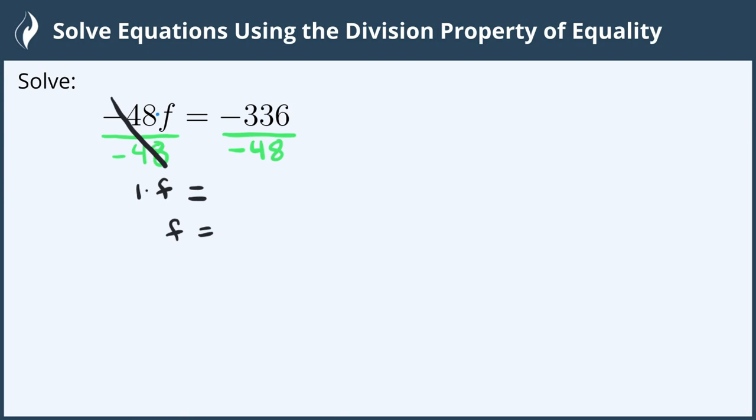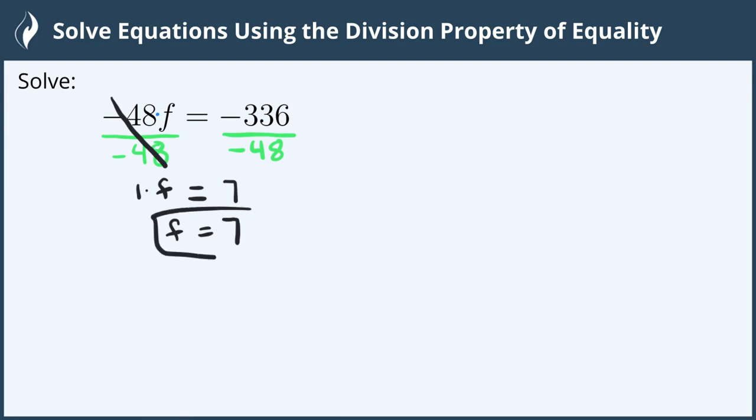Negative 336 divided by negative 48, a negative divided by a negative is positive, and 336 divided by 48 is 7. And we can copy that down again here because of the third step, and we're all done.